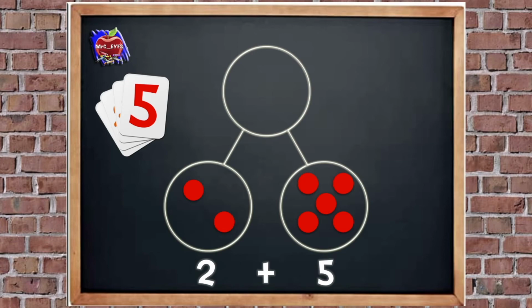So it's going to be two, add, five. All right, what do we need to do to find how many are all together? Yeah, put them all into the whole. Are you ready? Now, what do we need to do to find our answer? Yeah, we count them. Here we go. There's one, two, three, four, five, six, seven. So it equals seven. So our number sentence would be two add five equals seven. Have a go at that one.